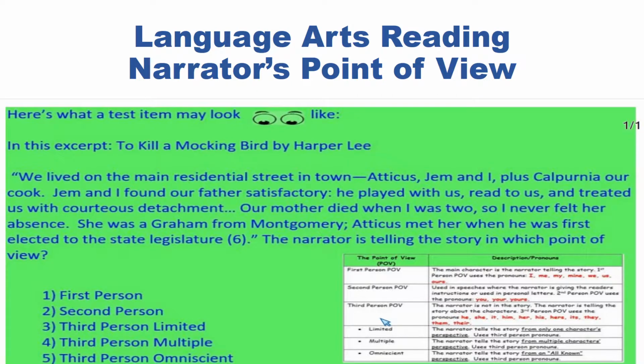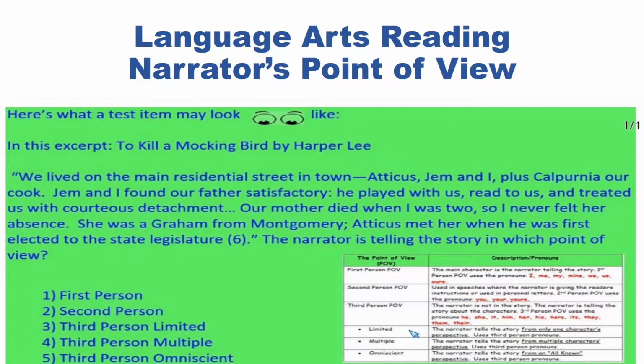Then you have your third person point of view, and when this point of view is being used in a narrative, the narrator is not actually in the story. However, the narrator is speaking from the perspective of the characters that are in the story. Some of the pronouns that you'll see when the third person point of view is being used are he, she, it, him, her, his, hers, its, they, them, their.